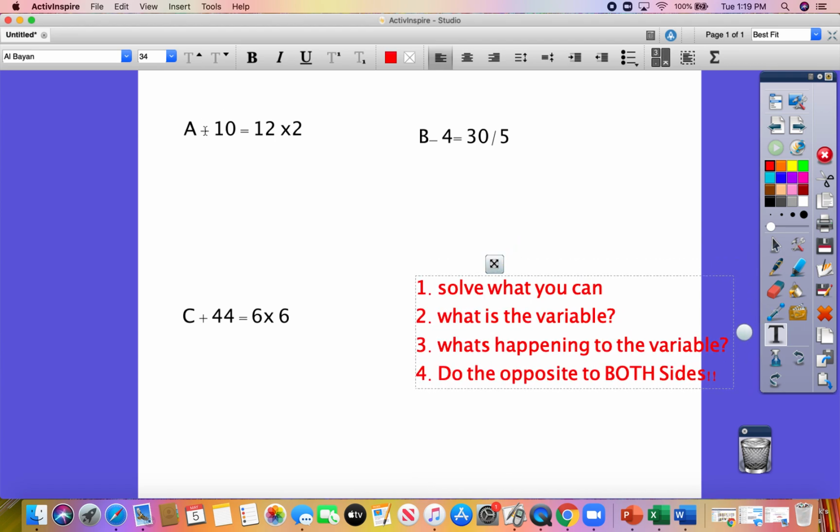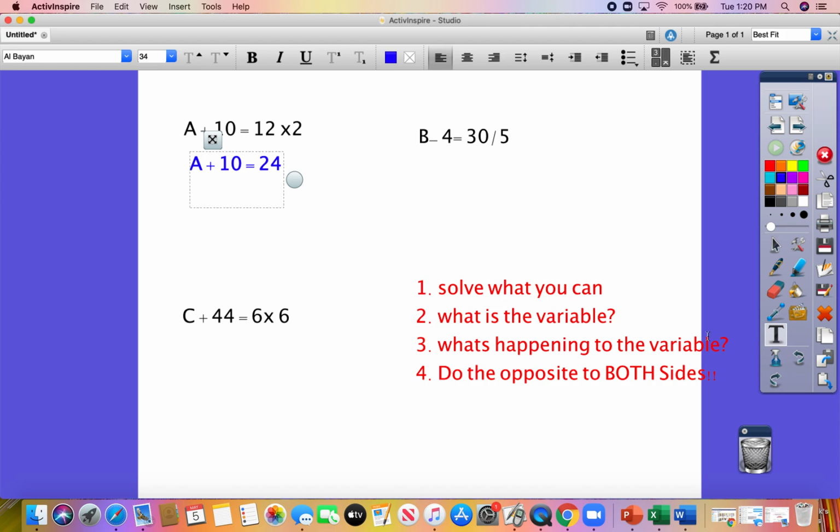So remember, if it's being added, you would subtract. If it's being subtracted, you add. All right? So let's look at these. The first one, we've got A plus 10 equals 12 times 2. Well, I can't do anything with A plus 10 because it's a variable, but I can do 12 times 2, which is 24. Then I ask myself, step 2, what is the variable?